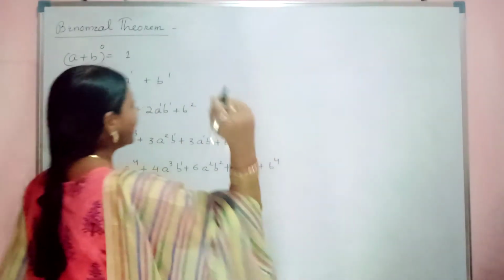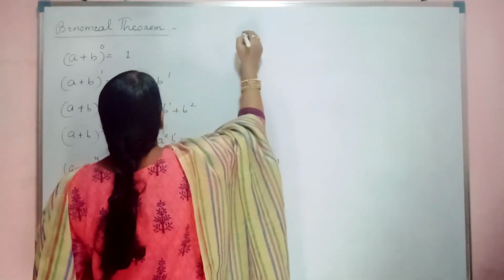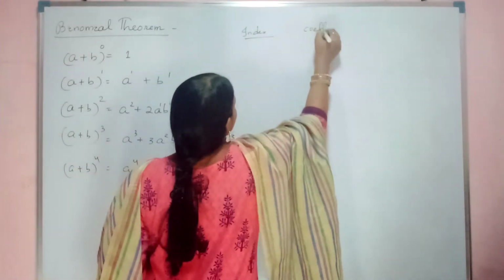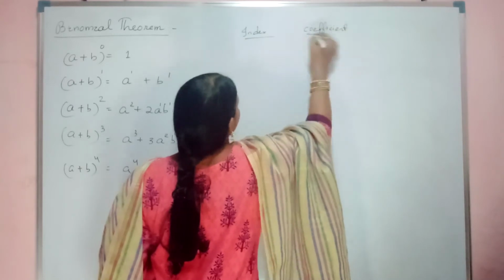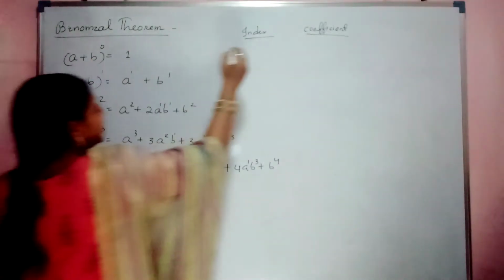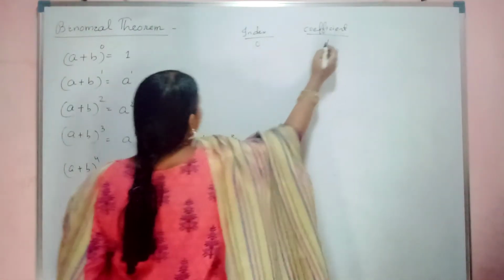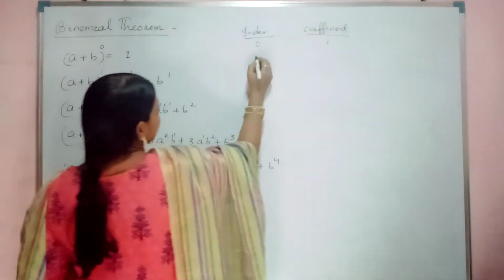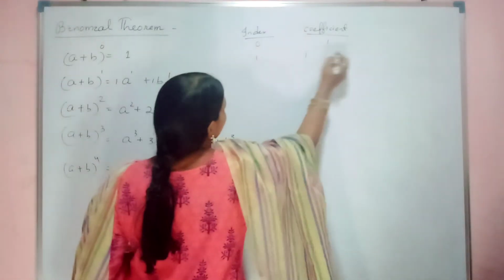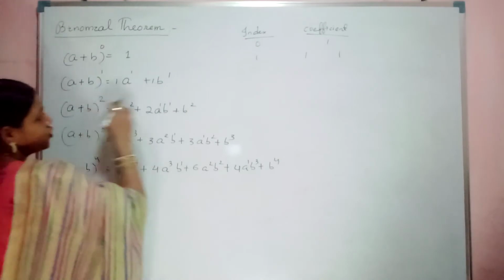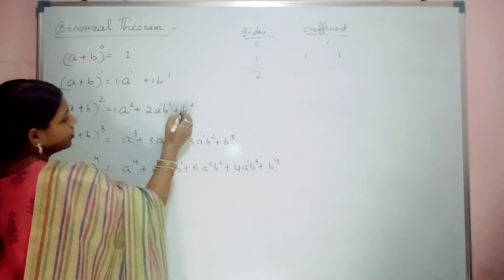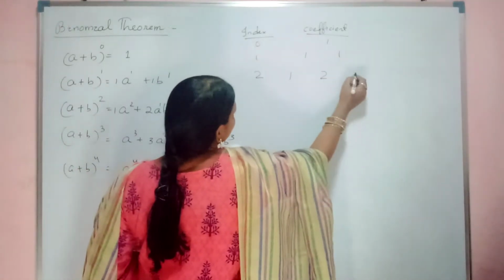So let us see. Can I write this as my index and this as my coefficient? Index is nothing but the power of that expansion. Here it is 0, so index 0. What is the coefficient? 1. Second, what is my index here? 1. Now what is the coefficient here? 1 into 1, so I will write it as 1, 1. Second case, what is my index? 2. What is the coefficient? 1, 2, 1. So I will write it as 1, 2, 1.